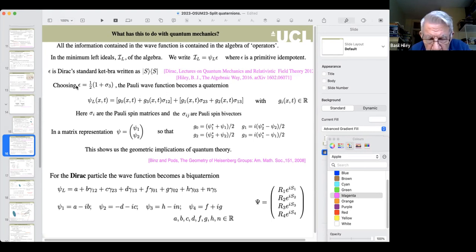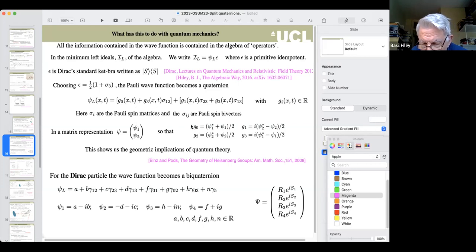How come? Well, choose this particular idempotent. Then the Pauli wave function becomes the quaternion. So the quaternion that I obtained from the geometry comes out of the quantum mechanics, with the G's here just the real numbers. And these are the bivectors rather than the Pauli spinors. How do I relate them?